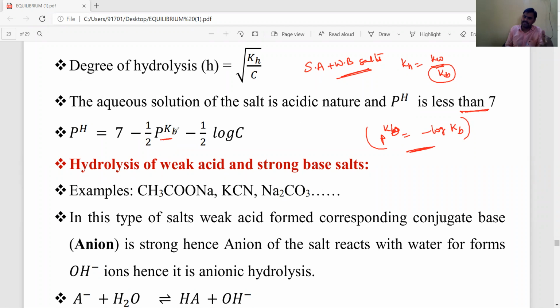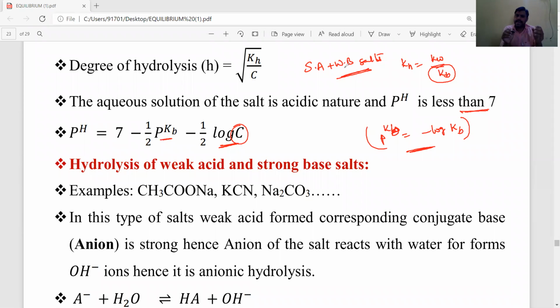So the Kb value they have given means we can calculate the pKb value very easily. That value you have to subtract here. Means 7 minus half pKb minus 1 by 2 log C. C means concentration of a salt. These are the main important formulas for strong acid, weak base salts.